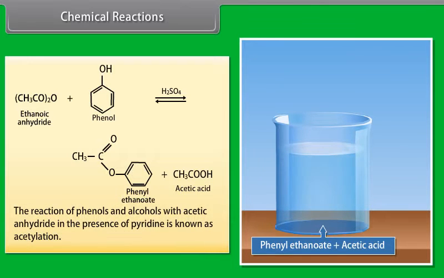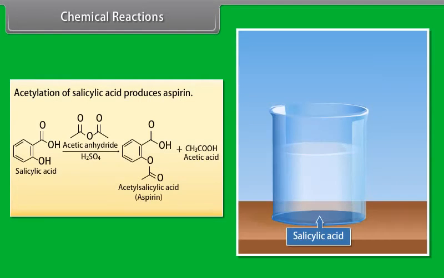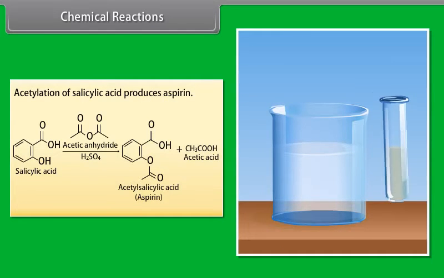Phenols do not easily undergo the esterification reaction with carboxylic acids because the reaction is endothermic. Phenol reacts with acetyl chloride in the presence of pyridine to form phenyl acetate and hydrochloric acid.